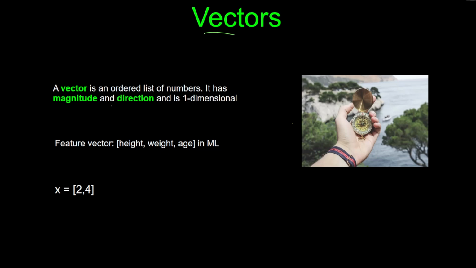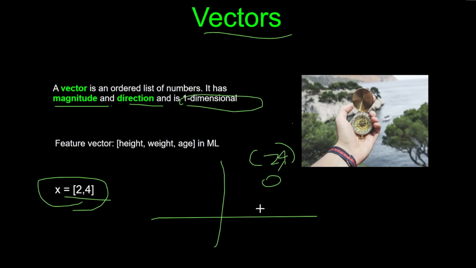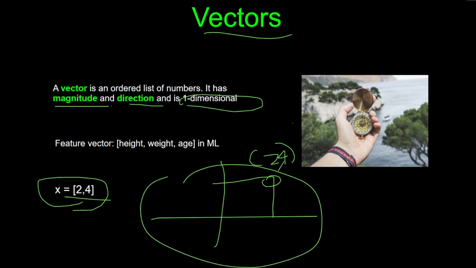Now let's see what vectors are. We saw that scalars represent only magnitude, which is the value, but vectors represent both the magnitude and the direction, and it's one dimensional. So let's take an example of a coordinate system in a 2D plane, let's say 2 comma 4. These are a set of ordered values which not only represent the value but also the direction of where the point is present. So this is called a vector point in this 2D plane.